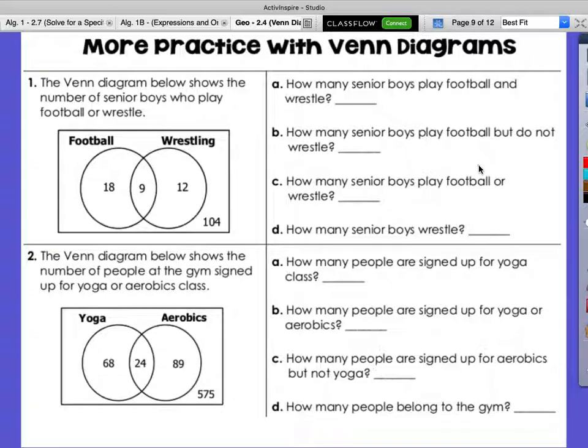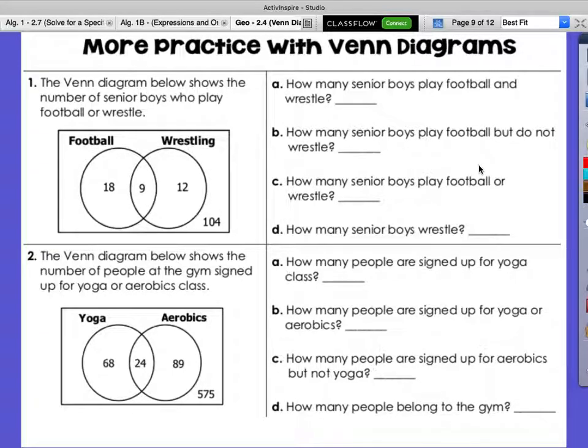So that means how many do football in total? 9 plus 18 is 27. So there's 27 that do football. How many do wrestling in total? What's 9 plus 12? 21. And these 104 boys are boys that are seniors but do not do football or wrestling. They fit in neither category, but they are still part of the senior boy population. Okay?